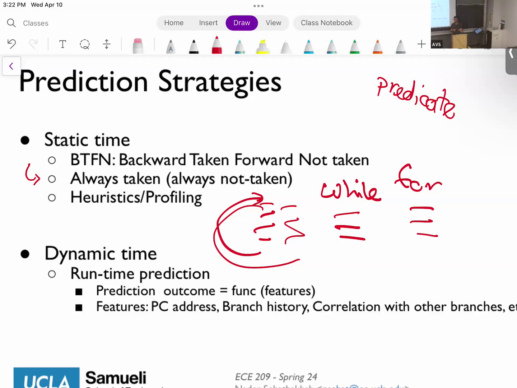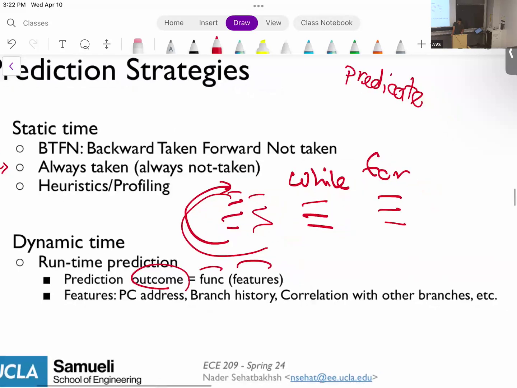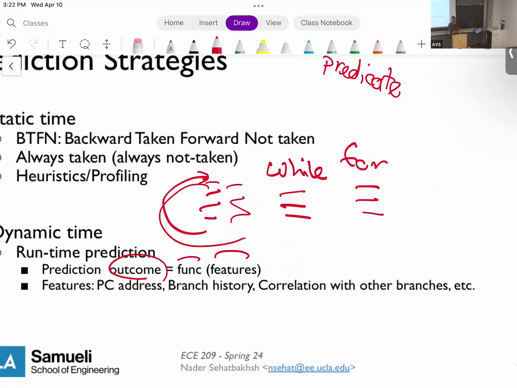But of course, nothing beats dynamic prediction in terms of accuracy. In dynamic prediction, the idea is very simple: you take some features from the system, usually a history, and then you use some function. This function could be, I don't know, just XORing all the bits of history, could be looking at some tables, could be various different things. And then you predict an outcome. Your outcome is very simple, 0 or 1, right? 0 is not taken, 1 is taken. And what are those features? We're going to discuss that in the next few slides.